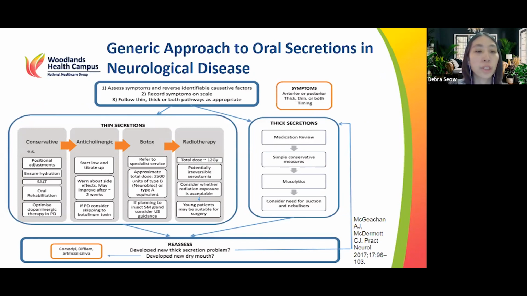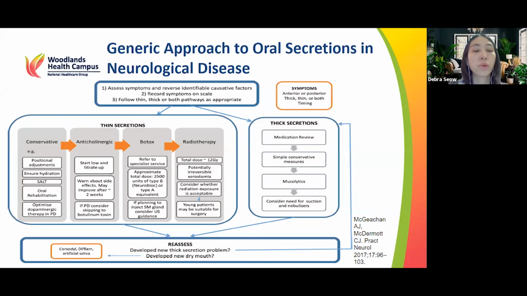For thin secretions, we usually start off with conservative measures: adequate hydration and oral rehabilitation. If they have Parkinson's disease, we will optimize their dopaminergic therapy. This is followed by anticholinergic therapy, where we usually start low and titrate up. We warn about side effects, and they will usually improve after 2 weeks. If there's Parkinson's disease, some consider skipping straight to Botox or botulinum toxin.